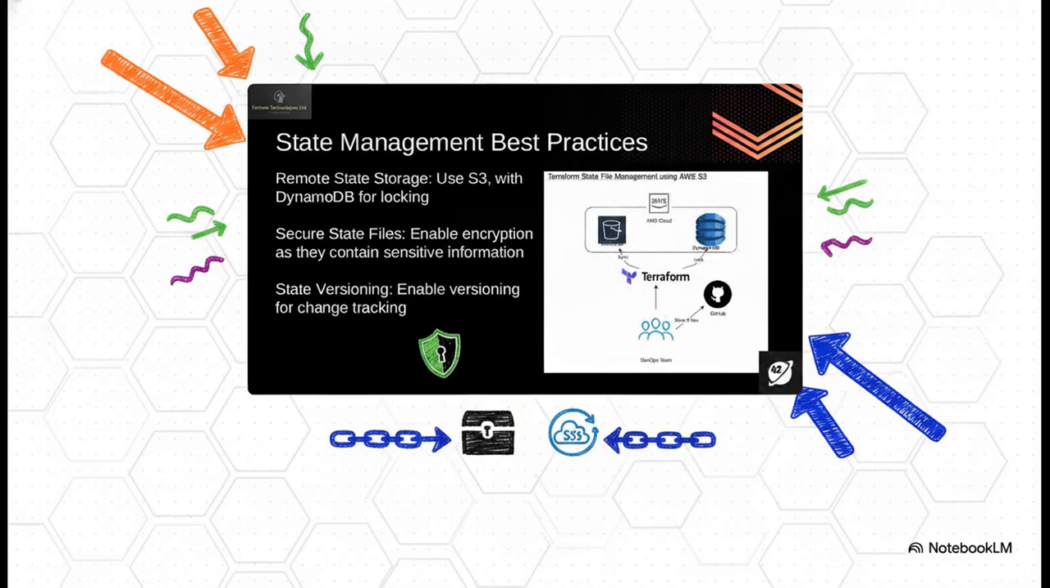This is exactly why security experts practically scream at you to use remote state storage for production. In a rock-solid AWS setup, for example, your Terraform state file lives securely in an S3 bucket, which handles encryption and centralized access. But the real magic is coupling it with DynamoDB.